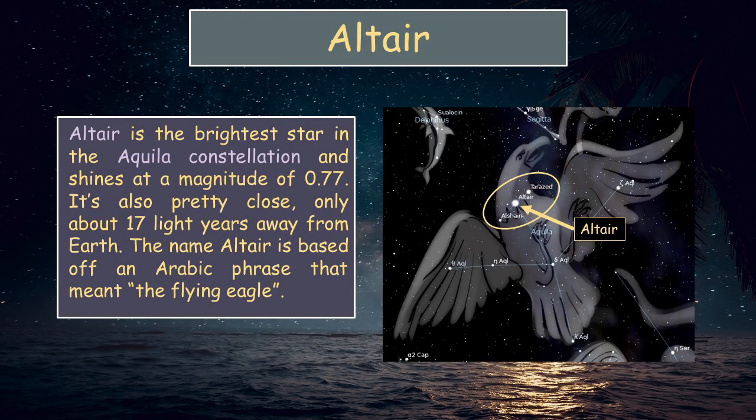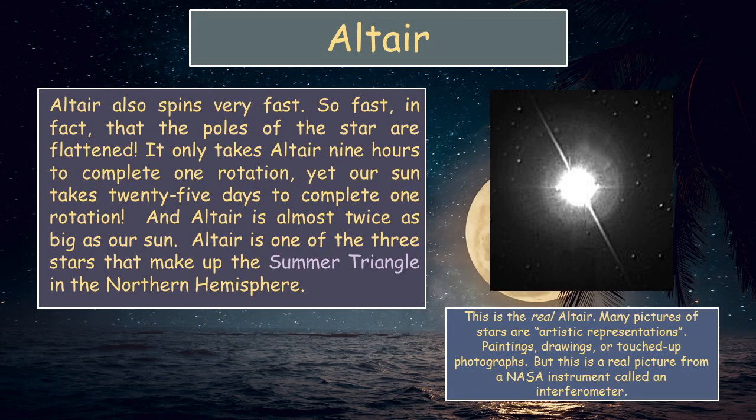Altair is the brightest star in the Aquila constellation and shines at a magnitude of 0.77. It's also pretty close, only about 17 light years away from Earth. The name Altair is based off an Arabic phrase that meant the flying eagle. Altair also spins very fast, so fast, in fact, that the poles of the star are flattened. It only takes Altair 9 hours to complete one rotation, yet our sun takes 25 days to complete one rotation. And Altair is almost twice as big as our sun. Altair is one of the 3 stars that make up the summer triangle in the northern hemisphere.